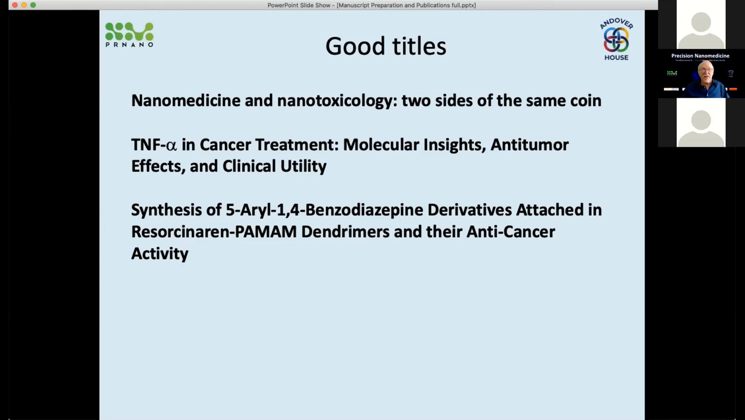TNF alpha in cancer treatment: molecular insight, anti-tumor effects, and clinical utility. It's a great title. Probably clinicians will read it right away. But there is also a title like the synthesis of benzodiazepine derivatives and their anti-cancer activity, but it's just for a smaller audience. So it also depends on your topic, what kind of audience you are aiming that title at.